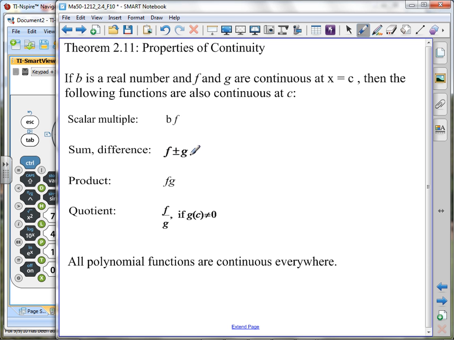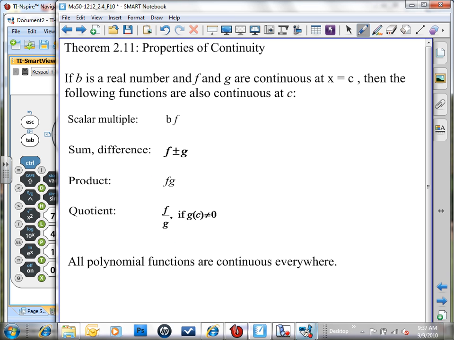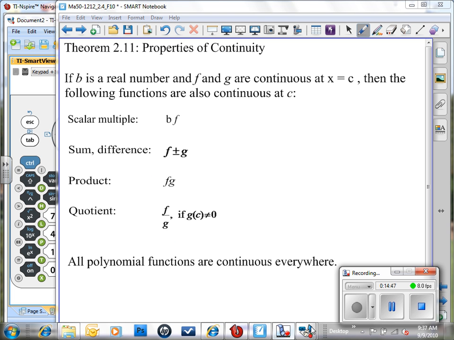The outputs of one add to the outputs of the other. It's still continuous. If they're continuous individually, they're continuous when we add them, multiply them, and divide them. Of course, being careful that our denominators are not equal to 0 in any case. Okay? So here we go again. These are the same properties that we see over and over. We saw them for limits: scalar, sum and difference, product and quotient. We see them now for continuity. Continuity is guaranteed even if we do these operations. Okay. We better stop.